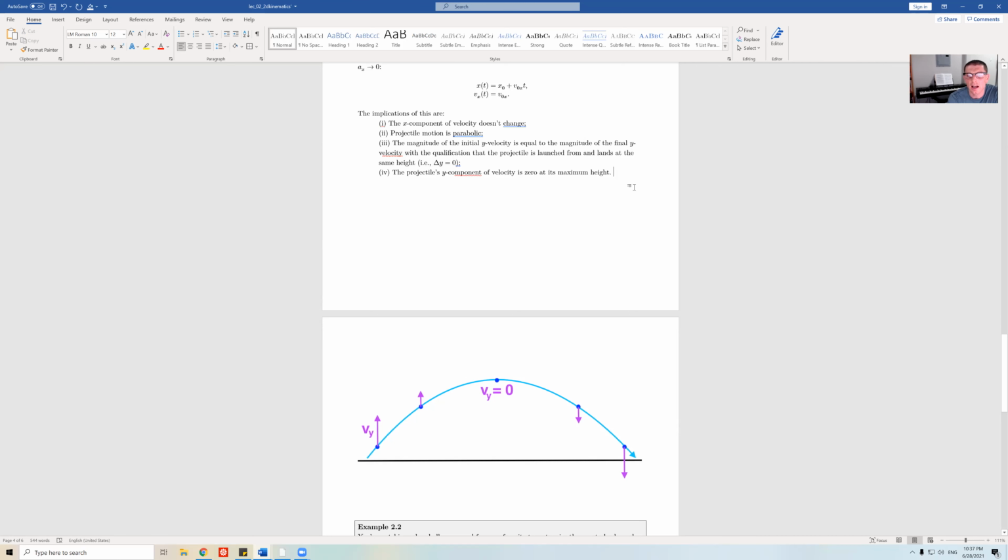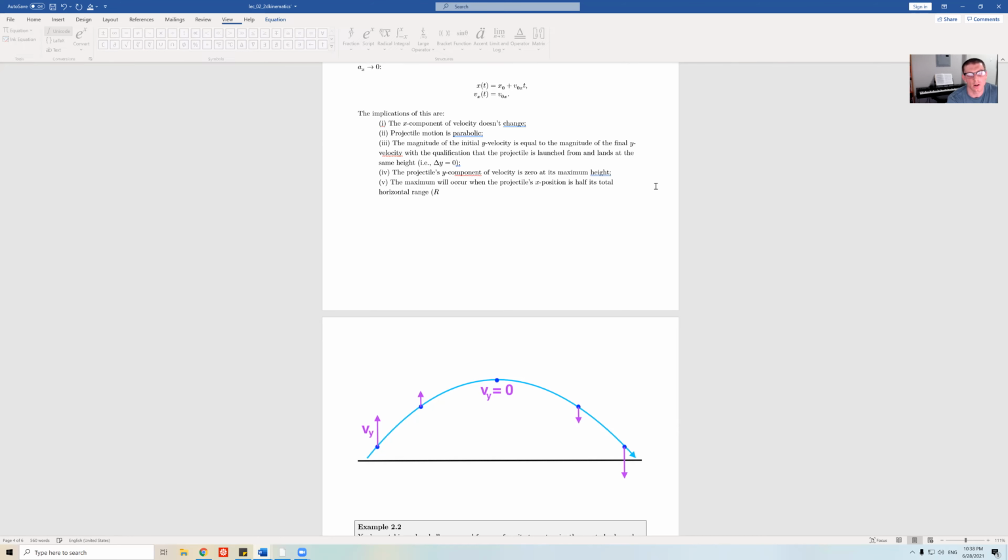I could say there's one more. Maybe let me just put this in. While I try to remember my Roman numerals, I think that's 5. The maximum height will occur when the projectile's x position is half its total horizontal range, and I'll call this big R.